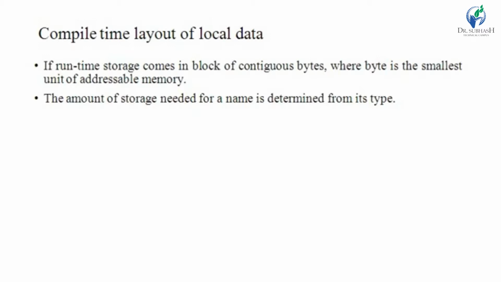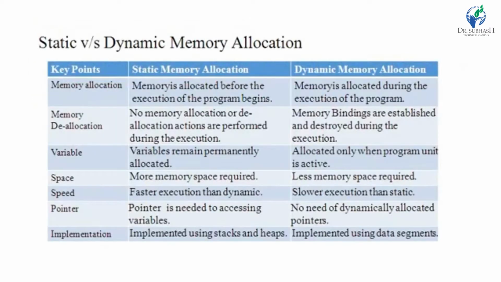Next is differentiate static and dynamic memory allocation. Static versus dynamic memory allocation. So you have to remember these key points. These are only 7 key points. So what is static memory allocation and what is dynamic memory allocation?